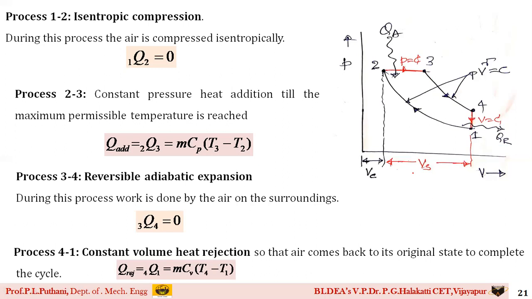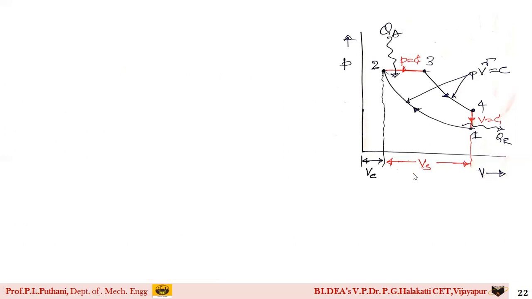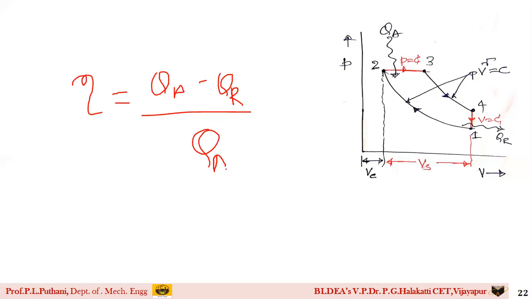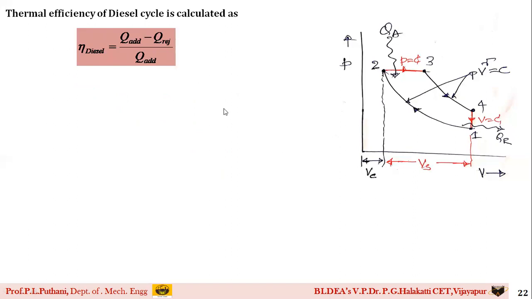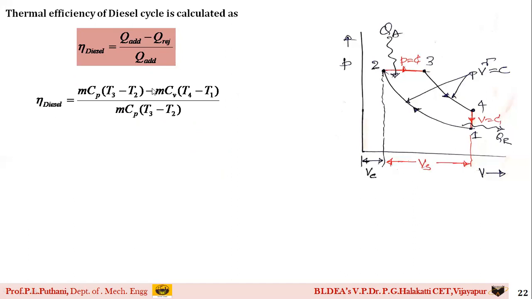Now what we will do is write the thermal efficiency equation for the given diesel cycle. Thermal efficiency equation, students, how do I write generally? Thermal efficiency is given by (Q addition minus Q rejection) divided by Q addition. In this process we have seen Q addition takes place at process 2 to 3, rejection takes place at 4 to 1. So those equations I am going to write now here.